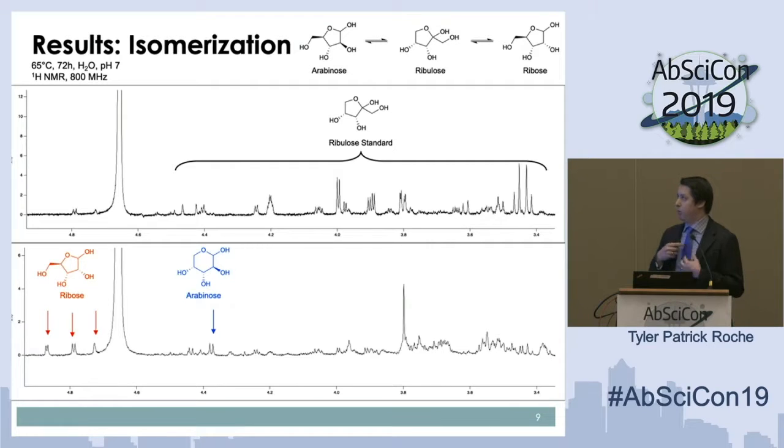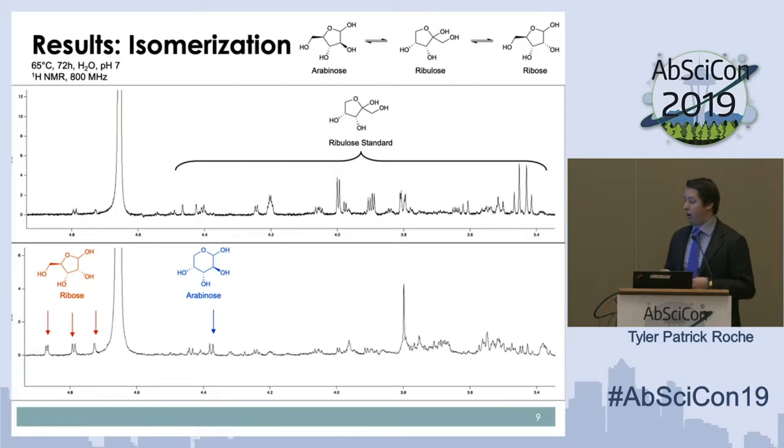So for one of my first experiments, I wanted to see if I could look at the isomerization of ribulose, which is a 5-carbon sugar that could isomerize into ribose and arabinose. And I basically incubated this ribulose at 65 degrees for 3 days and looked at it by NMR. And so the first spectrum you see up here is just the time point 0, which should just be ribulose in solution. And in fact, you do see the standard spectrum for ribulose. And when you allow that ribulose to incubate over time for 3 days, I took a look at it by NMR, and I could identify peaks that corresponded to both ribose and arabinose.